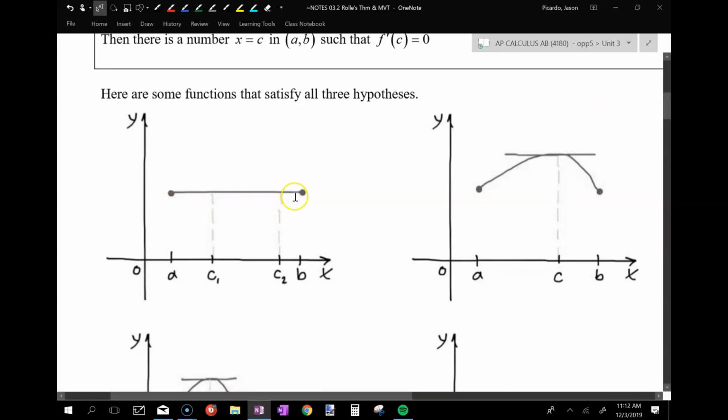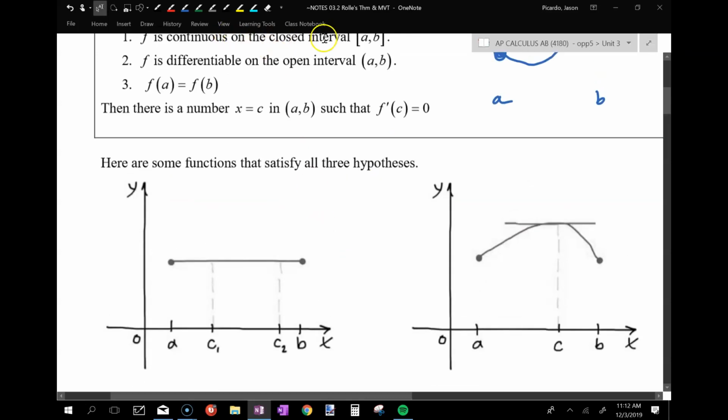Here's a, here's b, right? Does this satisfy all three of those conditions? Is it closed from a to b? Yep, what's on the ends? Closed circles, right? Okay. Is this differentiable at all points between a and b? Sure, okay. Is f of a equal to f of b? Is this point equal to this point? Yes. So basically what this theorem says, guys, is there has to be some place where the derivative equals 0.